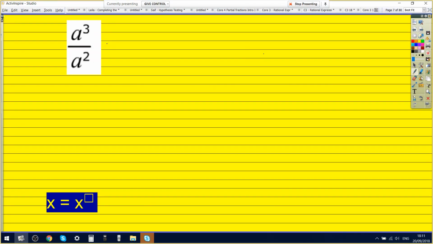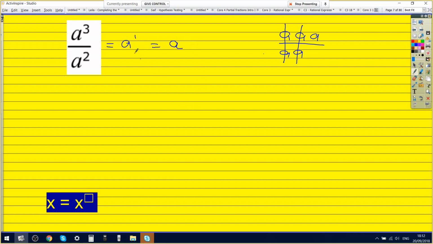What would you get here? A1. So that's A1. If I did it the long way, 3 A's on top, 2 A's on the bottom. Any number divided by itself is 1. So A divided by A is 1. A divided by A is 1. 1 times 1 times A is just A. What are you left with? A1. Yeah. Or 1A. Yes.